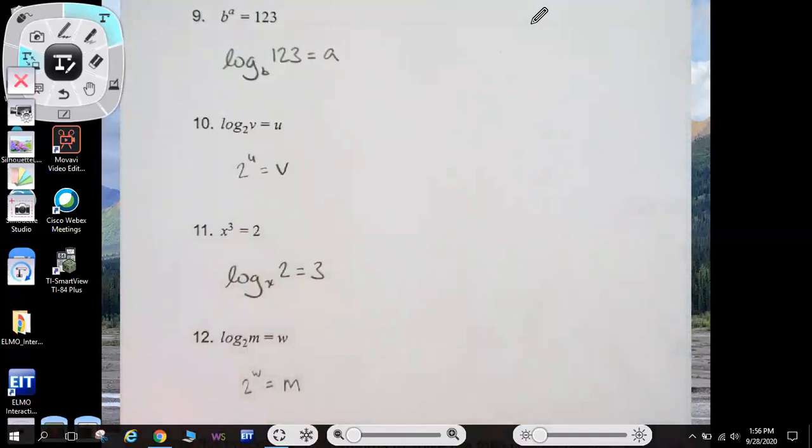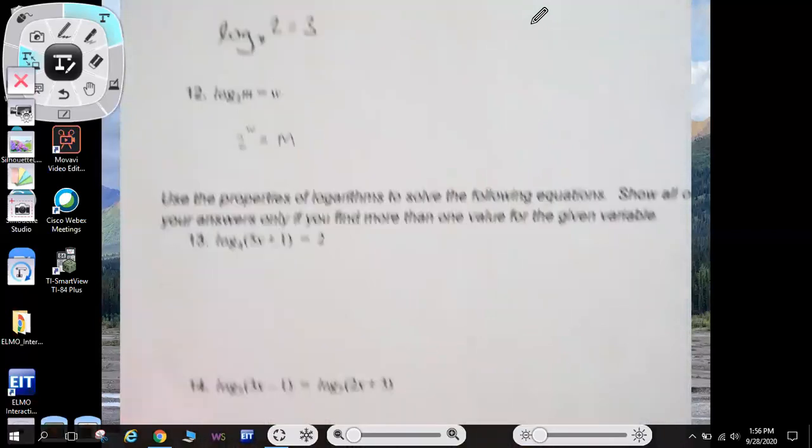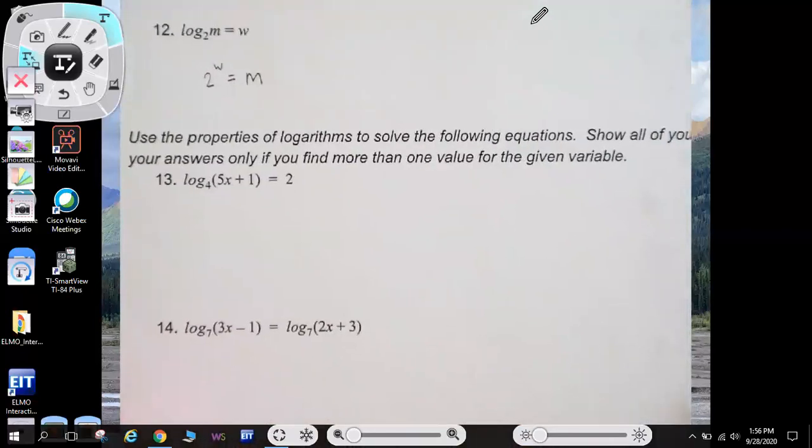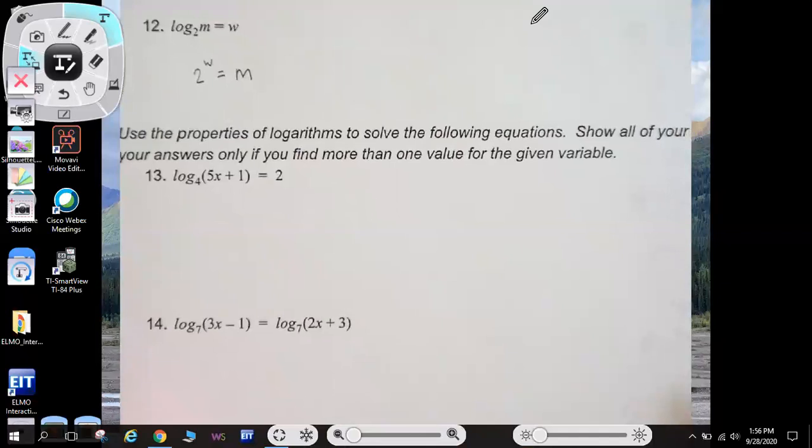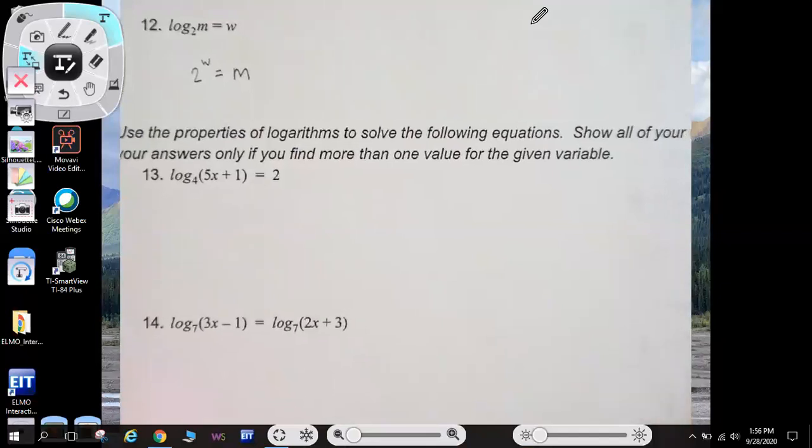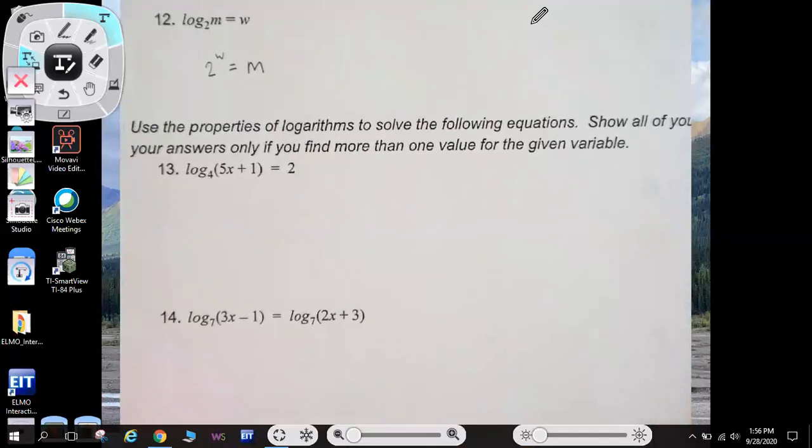All right, starting with number 13, we're going to use the properties of logarithms to solve. Show all of your work and check your answers only if you find more than one value for the given variable. So if you just find one answer, you don't have to check it. But if you have x squared and you end up factoring and you have more than one answer, you have to check both of those answers.